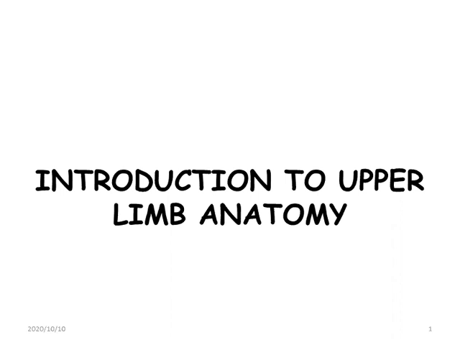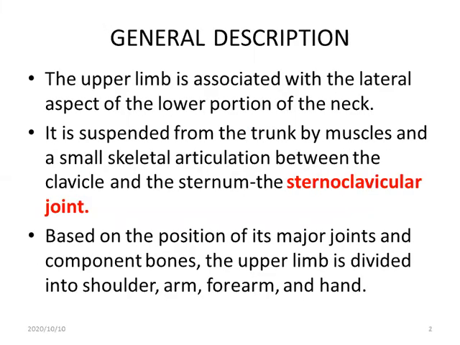Today we will discuss the upper limb anatomy. What is the upper limb, its parts, and its joints? We will discuss all of this in this topic. The upper limb is associated with the lateral aspect of the lower portion of the neck. It is expanded from the trunk and muscles, with a small skeletal articulation between the clavicle and the sternum, the sternoclavicular joint.